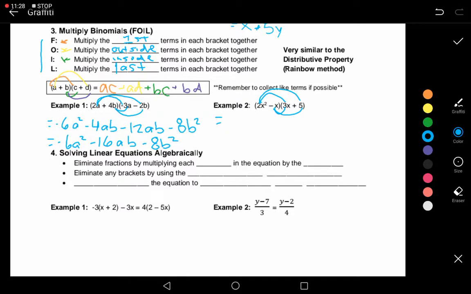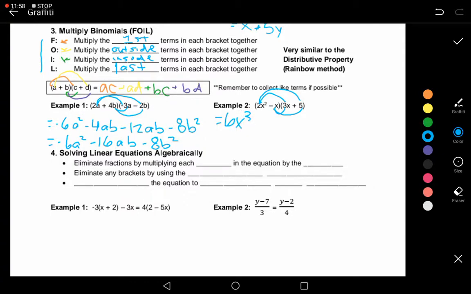So again, I'm going to just follow along. Actually, I'll follow along with FOIL this time. So the first two terms multiplied together. So 2x squared times 3x. Okay, so 2 times 3 is 6. This is a bit different, right? We have x squared times x. We're simply just going to add the exponents together. So we have x squared and x to the power of 1. So that's going to give me x to the power of 3.